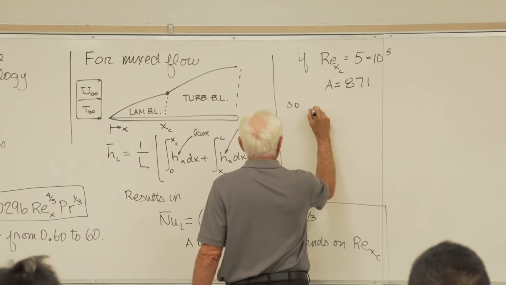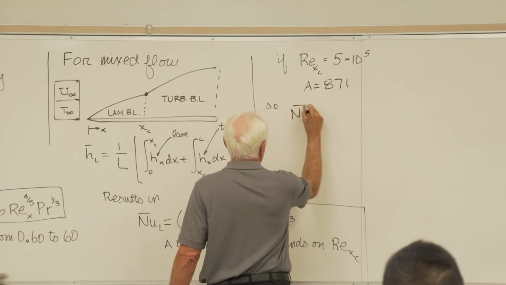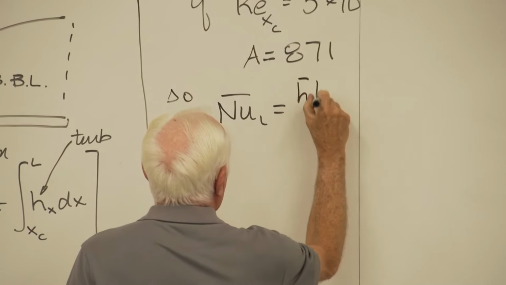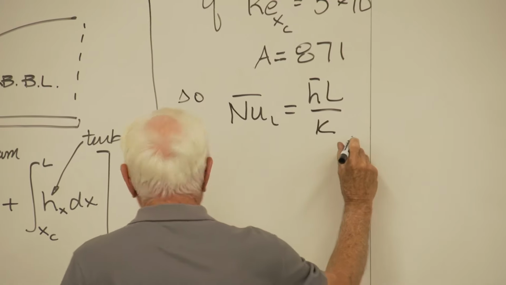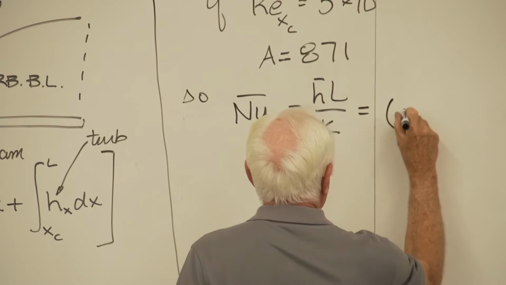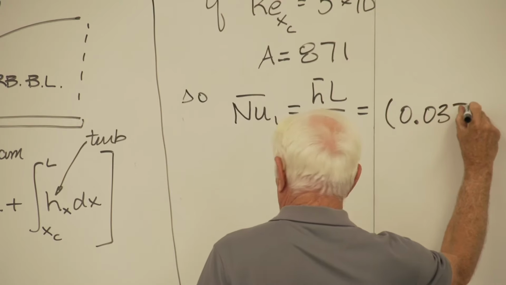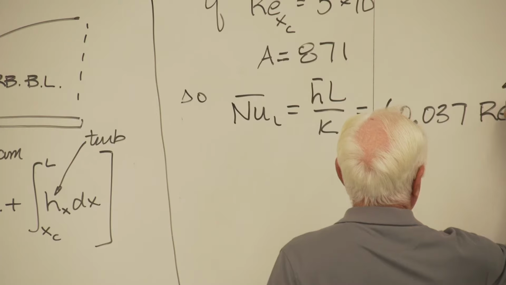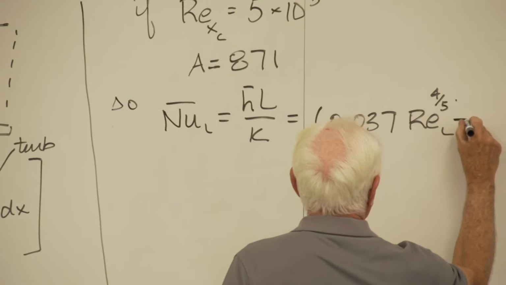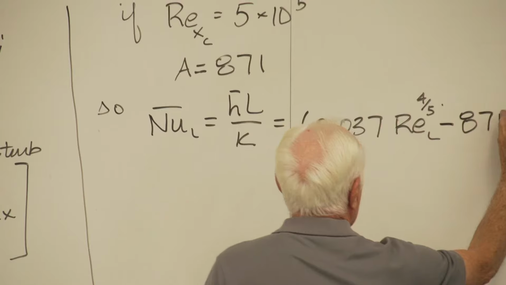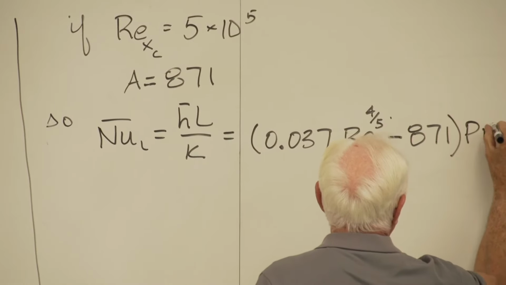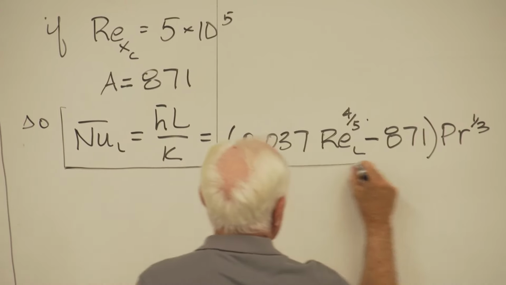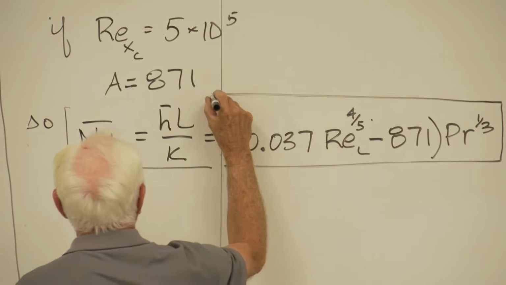So we have Nusselt bar L equal H bar L over K, equals (0.37) Reynolds L to the 4/5 minus 871, times Prandtl to the 1/3. That's how we get the average H for a mixed flow.